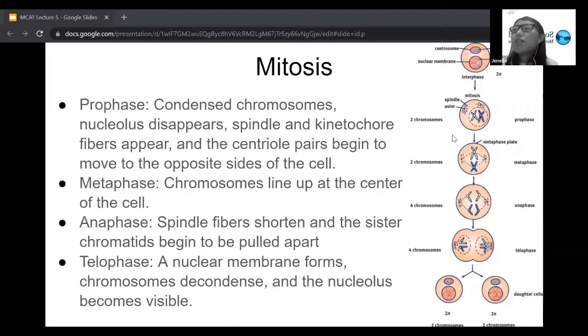And then after metaphase, we go into anaphase, which is when the spindle fibers shorten, as you can see compared to the previous one, and the sister chromatids begin to be pulled apart, and you begin to see a cleavage furrow. It's starting to have an indentation. And then finally in telophase, a nuclear membrane forms around the chromosomes, and then the chromosomes decondense and the nucleolus becomes visible.